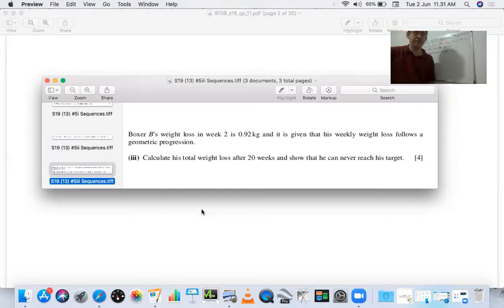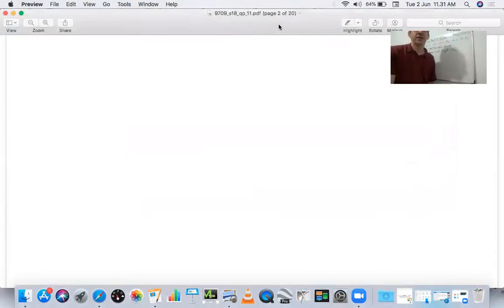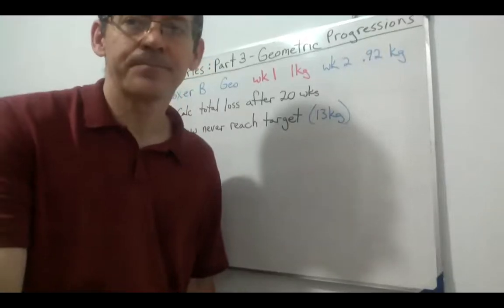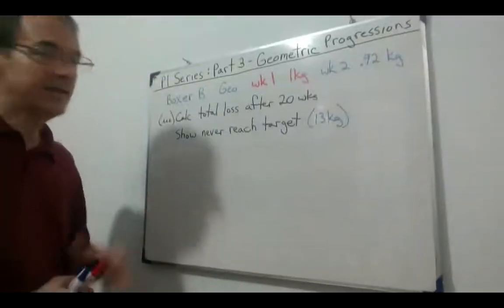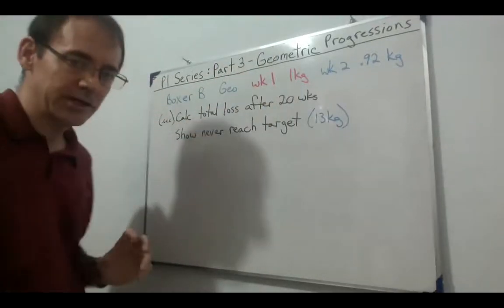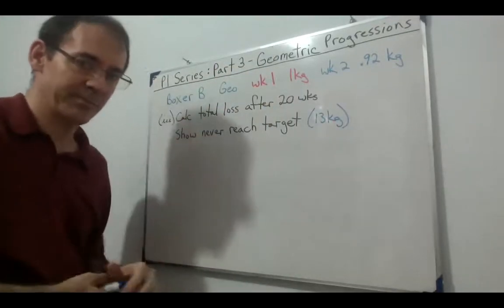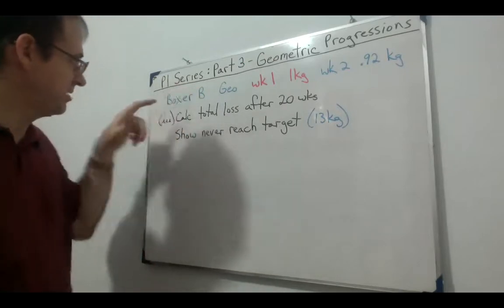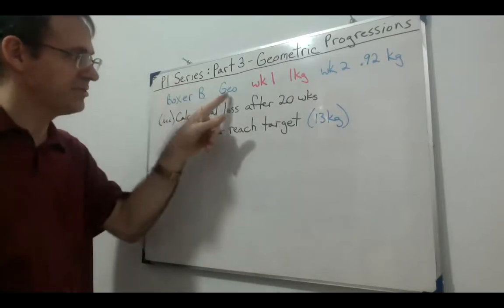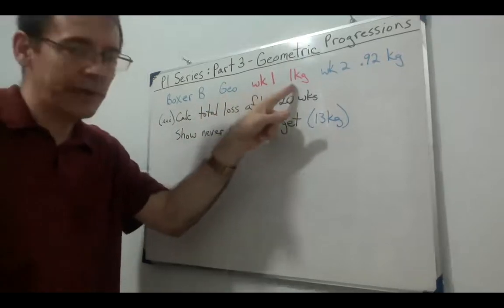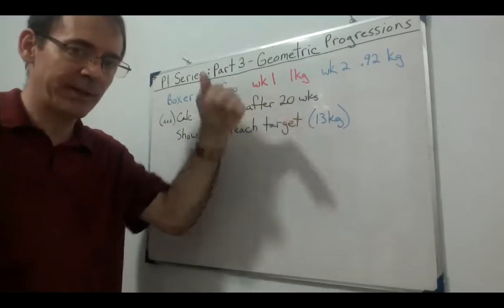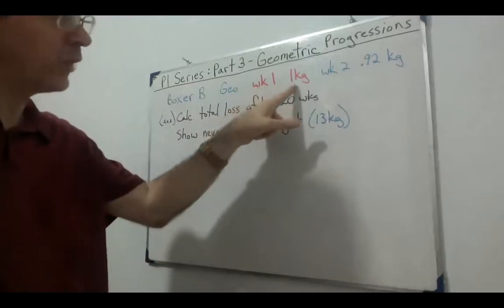So that's important. And then we get into part II, says calculate the total weight loss after 20 weeks and show that he can never reach his target. So let's get back to the board here. And we see again, taking out the important information from the English into mathematical situation. So we have boxer B, geometric progression. I added week 1 again because it didn't repeat the information. I had to go back to the top. Week 1 lost 1 kg.